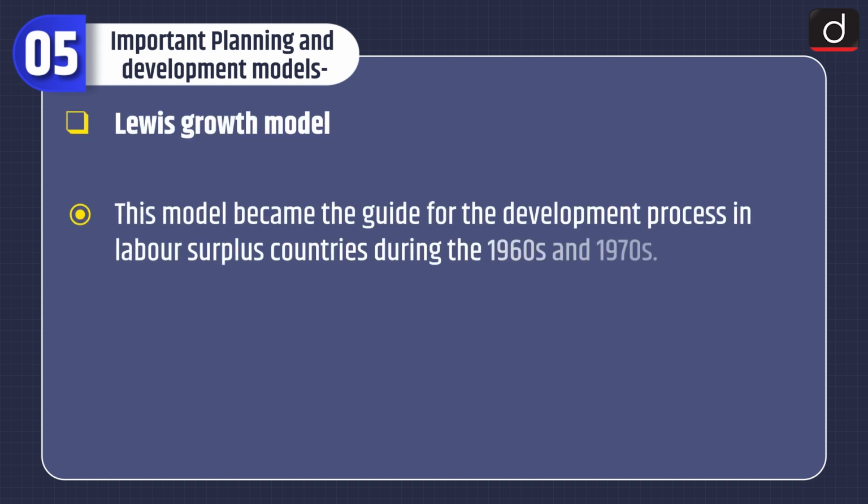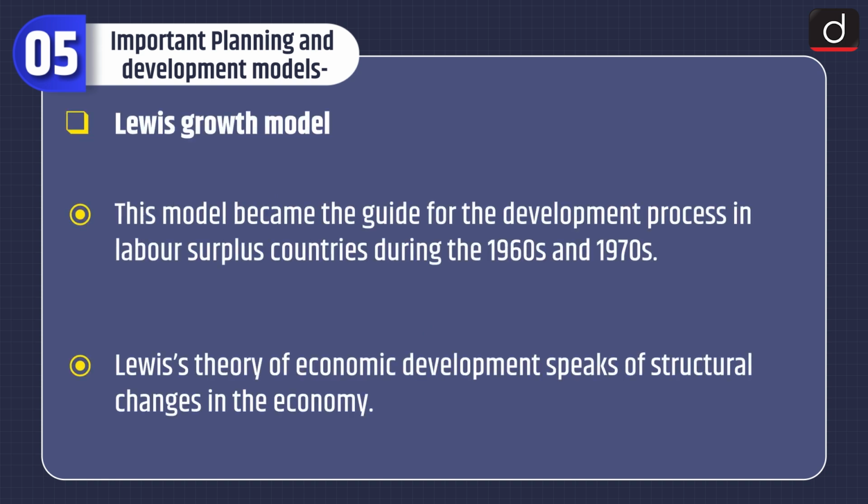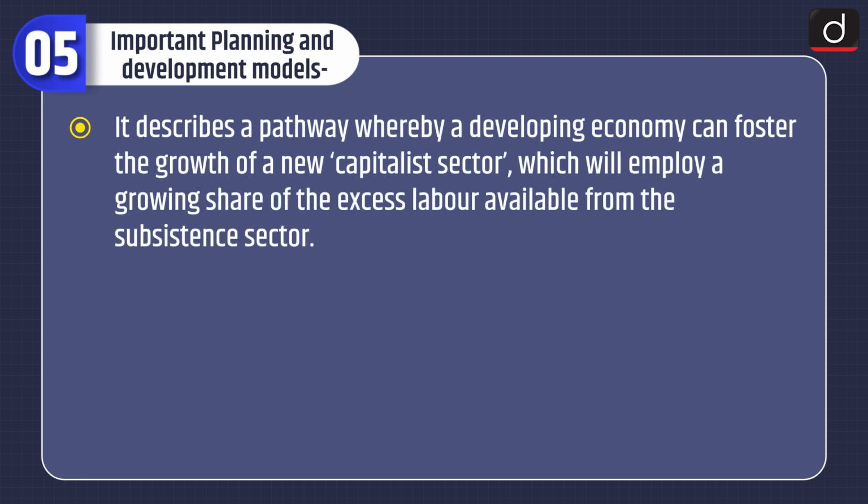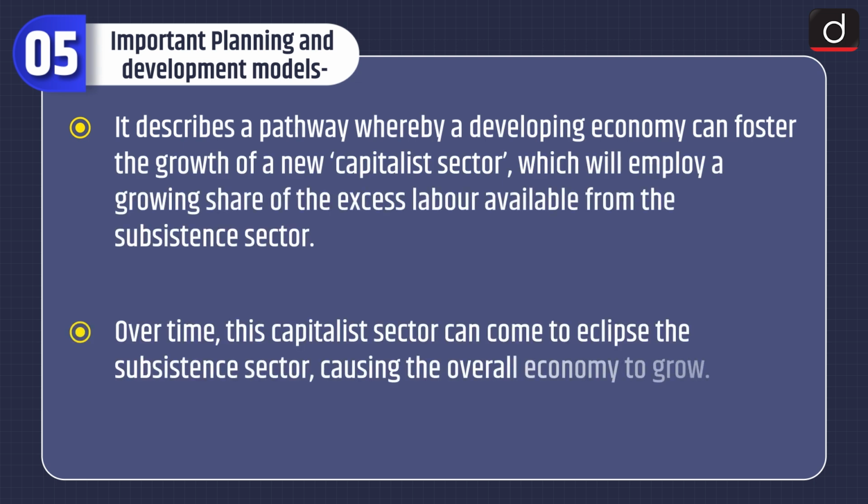Lewis growth model. This model became the guide for the development process in labor surplus countries during the 1960s and 1970s. Lewis' theory of economic development speaks of structural changes in the economy. It describes a pathway whereby a developing economy can foster the growth of a new capitalist sector, which will employ a growing share of the excess labor available from the subsistence sector. Over time, this capitalist sector can come to eclipse the subsistence sector, causing the overall economy to grow.